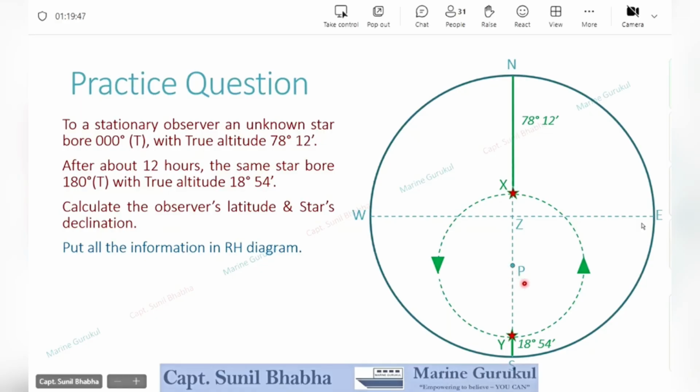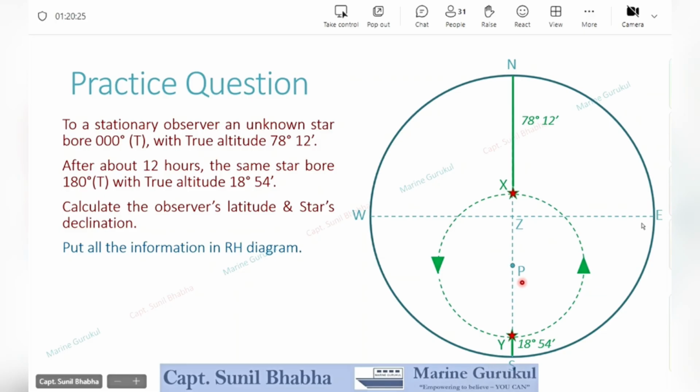So we have the pole in our diagram now as the center of the circle, and we can also mark off the direction in which the star is moving in this circle. These green arrows represent the direction in which the star will be moving. All the celestial bodies rise on the eastern horizon, they go up to the meridian of the observer, and they set on the western horizon. So this is the direction in which the bodies appear to move. So we have the center at the pole, center of the declination circle.